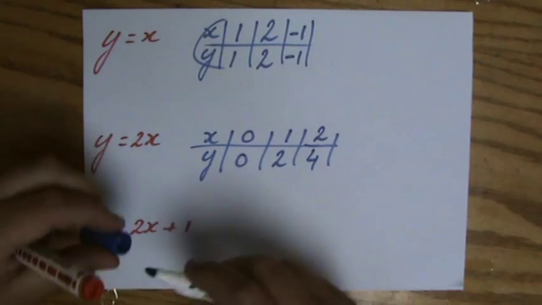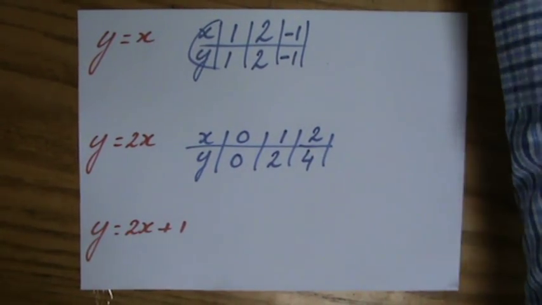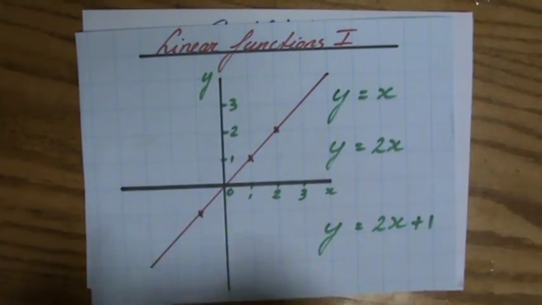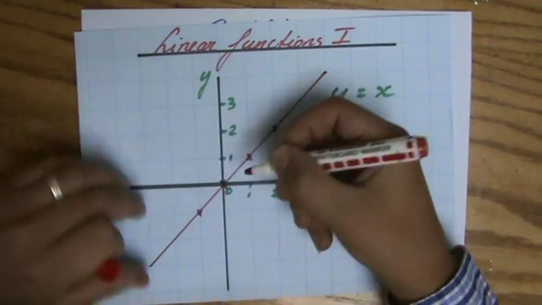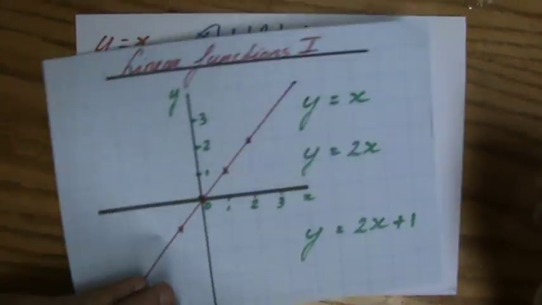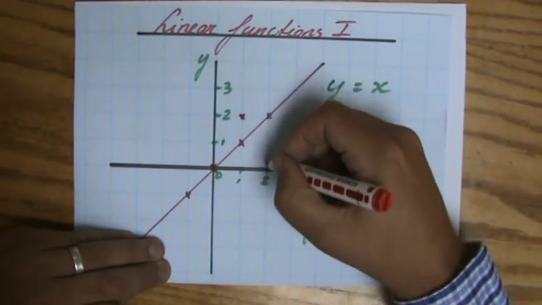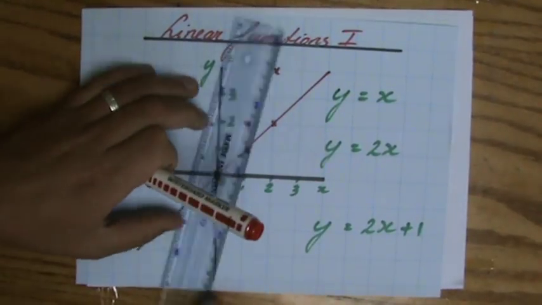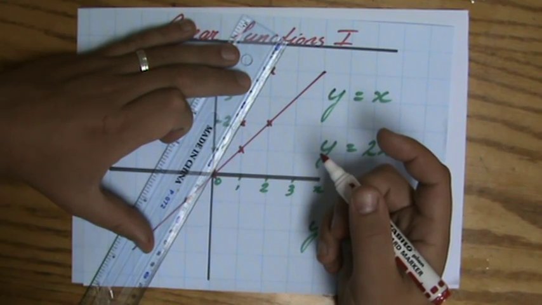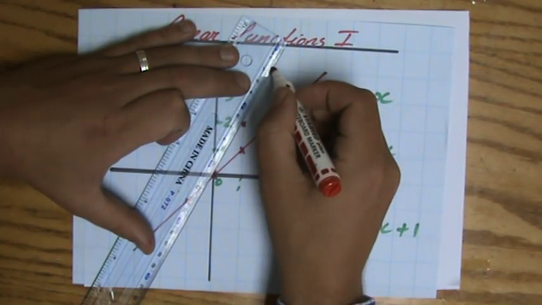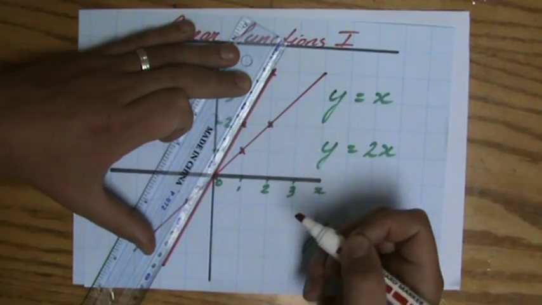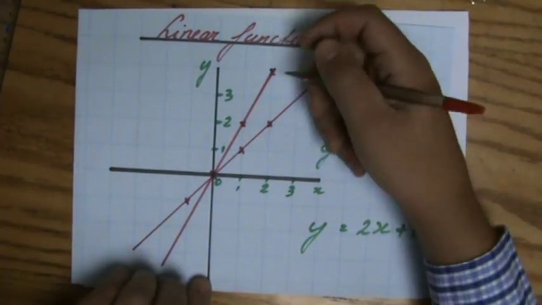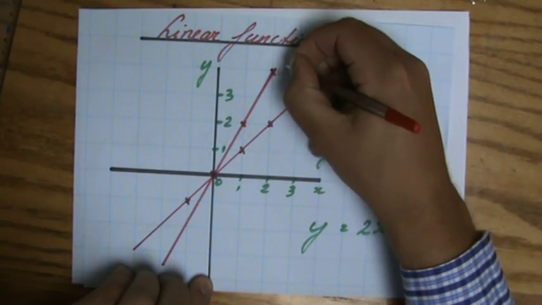Now let's see if they are all on one line. I should say 0, 0. The other point I chose was 1, 2, and 2, 4. Okay. And then I check, and indeed they are on one line, and I draw a nice confident long line like that. I do not stop at the origin. There we go.